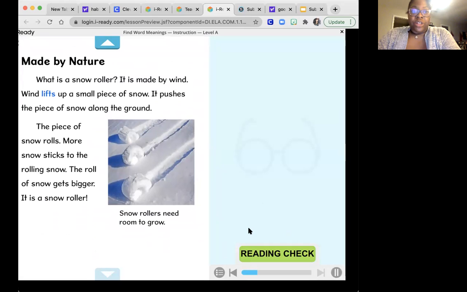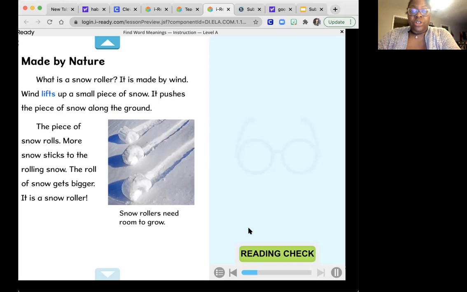Made by nature. What is a snow roller? It is made by wind. Wind lifts up a small piece of snow. It pushes the piece of snow along the ground. The piece of snow rolls. More snow sticks to the rolling snow. The roll of snow gets bigger. It is a snow roller.